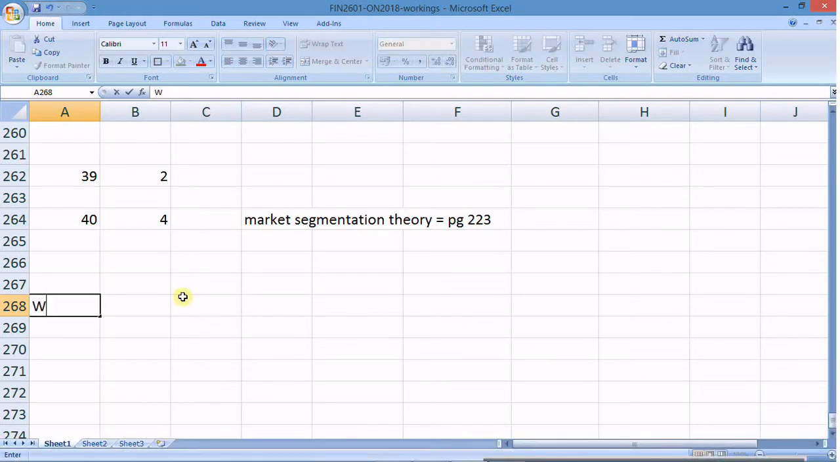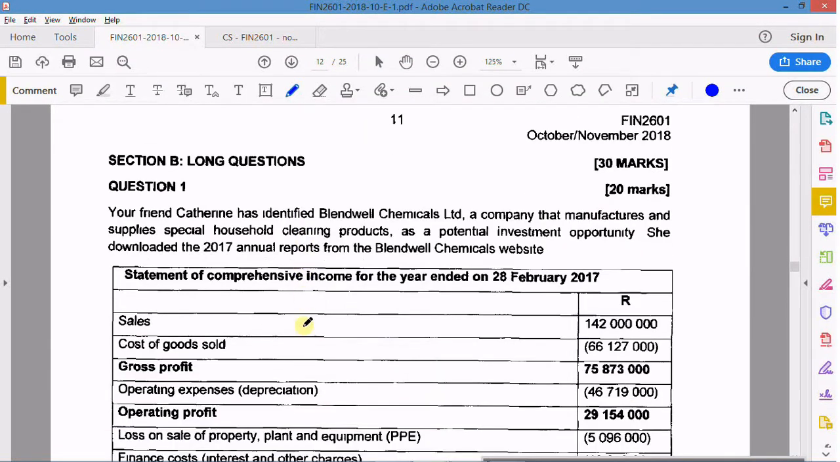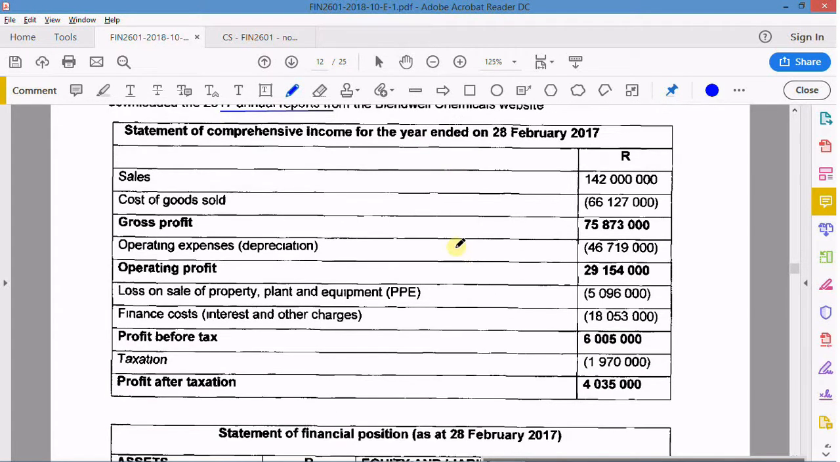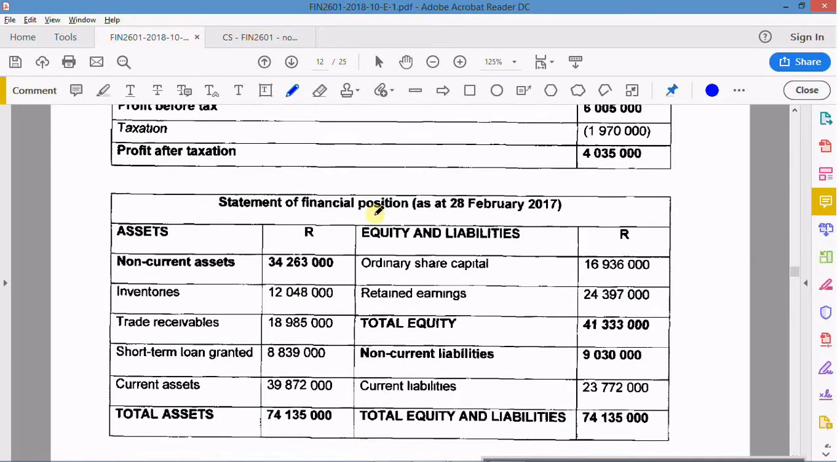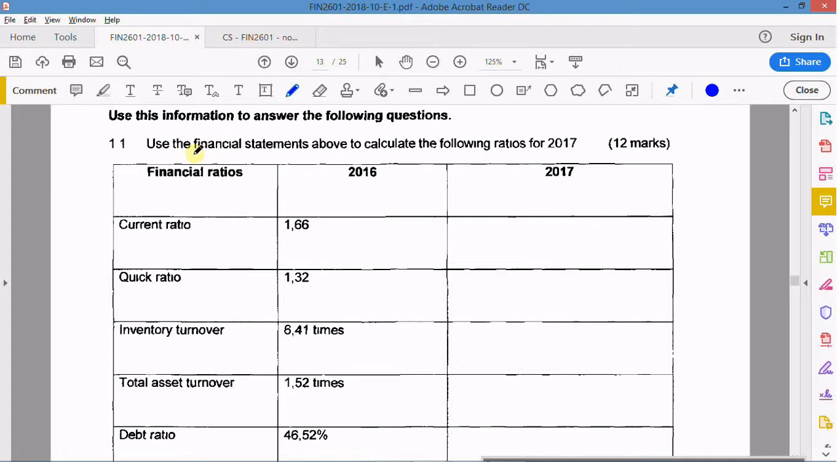Okay, so written questions. You'll see the written questions are actually not so bad because they require you to identify things. So let's look at the first one, 20 marks. What do they have here? Investment opportunity, downloaded the annual reports. Okay, so this is accounting. It's probably a ratio question. They've given us that, and they've given us a table. Use the financial statements above and calculate the funding ratios. That's easy. Okay, 12 marks.